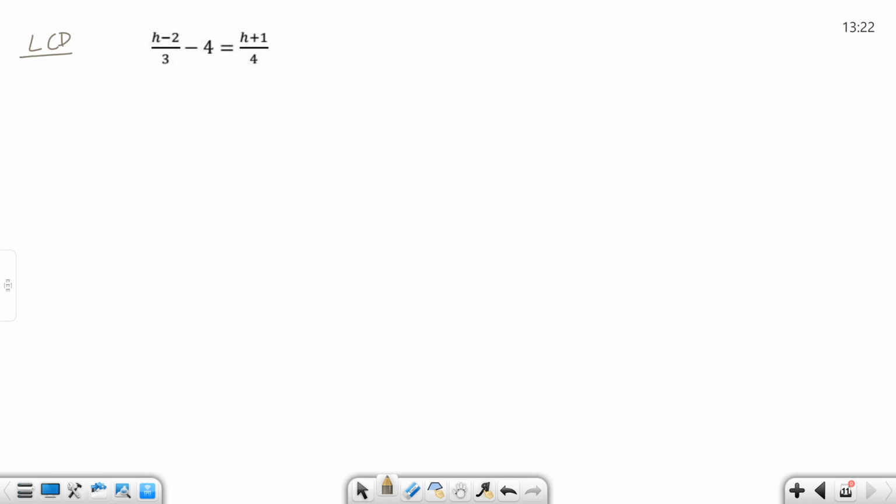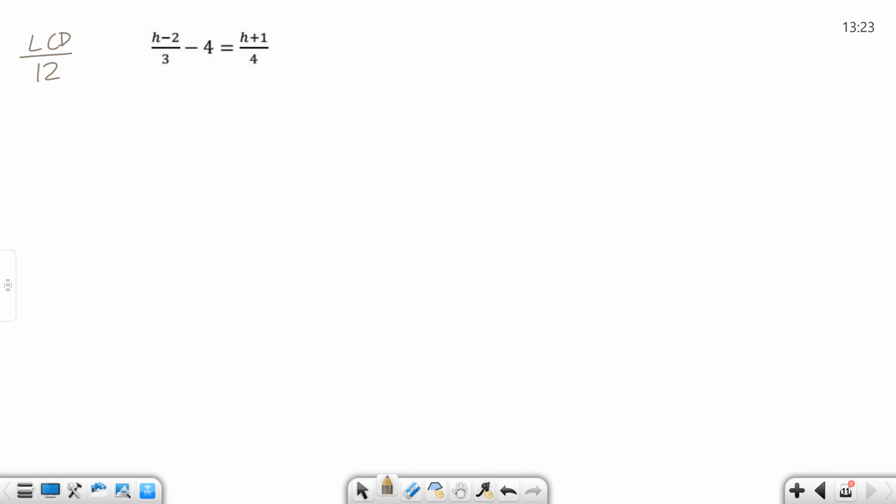So to find my LCD, does 3 go into 4? Nope. I take multiples of 4. 4, 4 times 2 is 8, 4 times 3 is 12, 4 times 4 is 16, 20, 24, 28, 32, 36, right? What's the first one that 3 goes into? That's right, 12. It doesn't go into 8, it goes into 12.